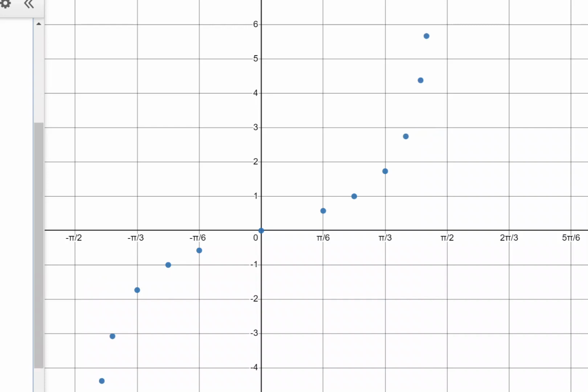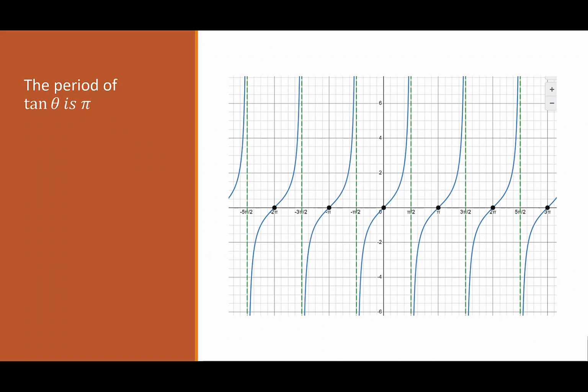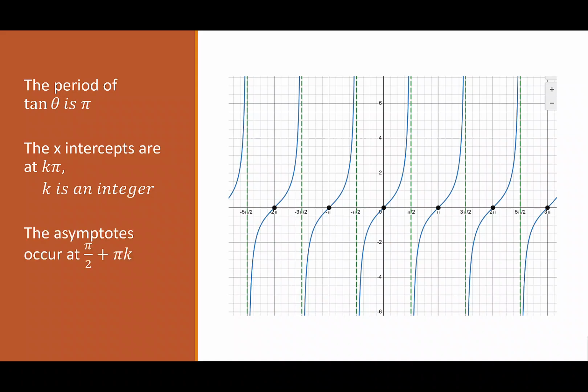By adding values between pi over 3 and pi over 2 and between negative pi over 2 and negative pi over 3, we can see that the closer and closer we get to either plus or minus pi over 2, the values of our functions get higher and higher. In this graph, I put vertical asymptotes wherever the tangent of theta is undefined. This helps us see the period of tangent theta is pi. Tan theta has x-intercepts at k pi, where k is an integer, and you can see that asymptotes occur at pi over 2 plus pi k. You can also see that the range of tangent is all real numbers.